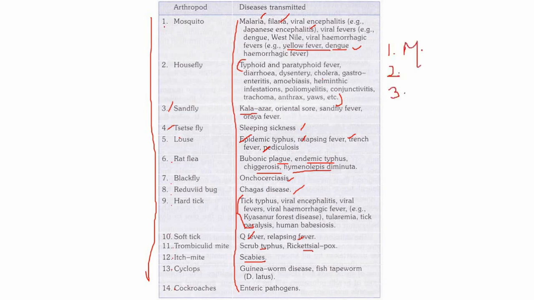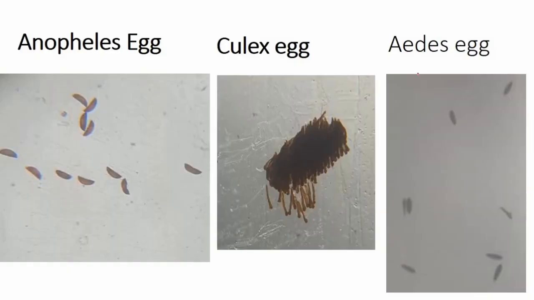So when we are identifying, we have to write 3 important points. First, we have to write the basic morphology of those spotters. Second is the diseases which are transmitted. Third is control measures: how are we going to control it? So these 3 points we need to write under all the spotters.